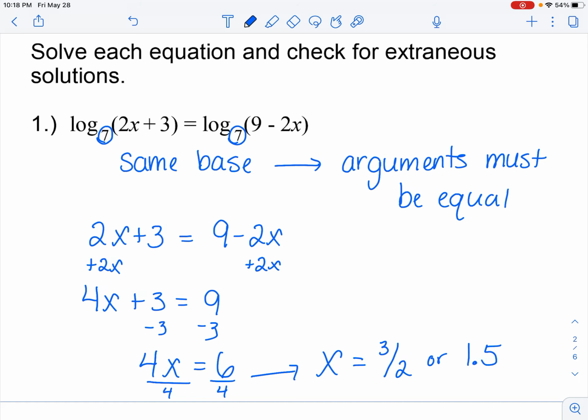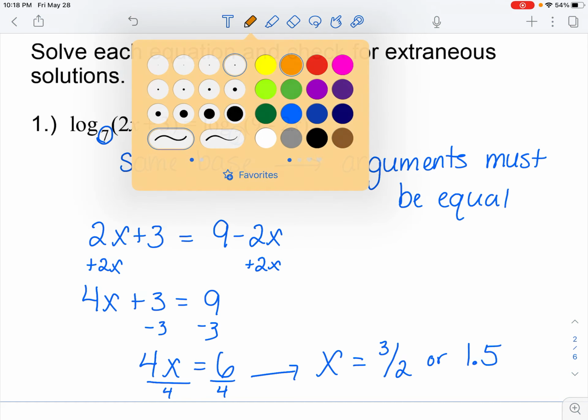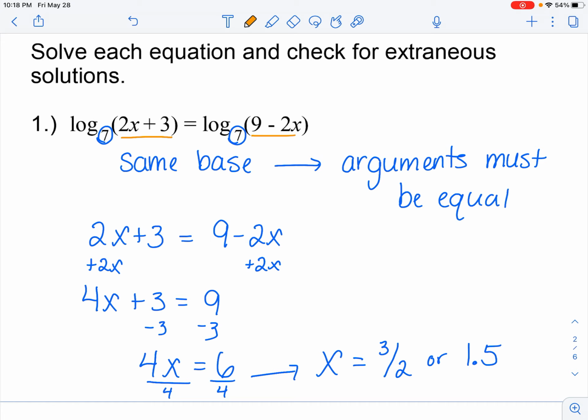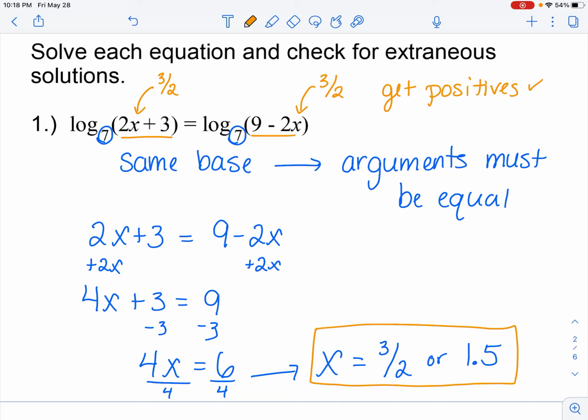And now as far as checking for an extraneous solution goes, all I really need to do is take a look right here and ask myself, if I plug in 3/2 or 1.5, do I get a negative or 0? And when I plug in 3/2 right here and right here, I'll get a positive on both sides, which is a good thing. So this is in fact our final solution. Okay, so it's not an extraneous solution here, and the decimal is fine as long as you don't have to round that decimal.